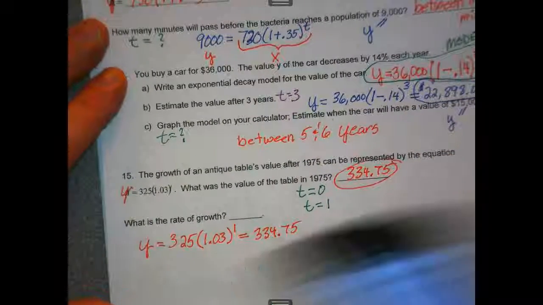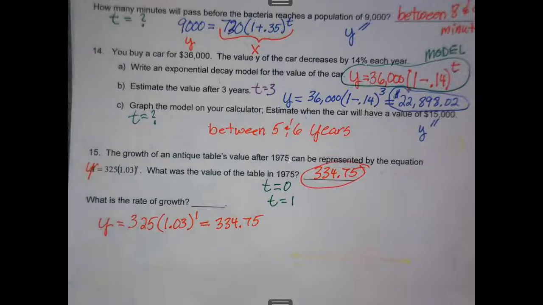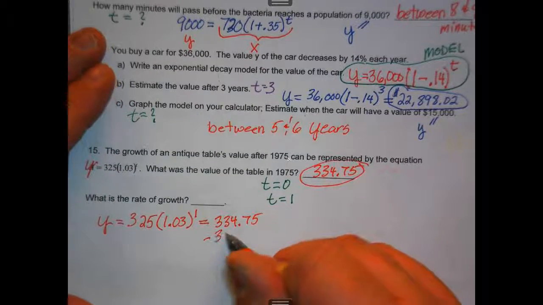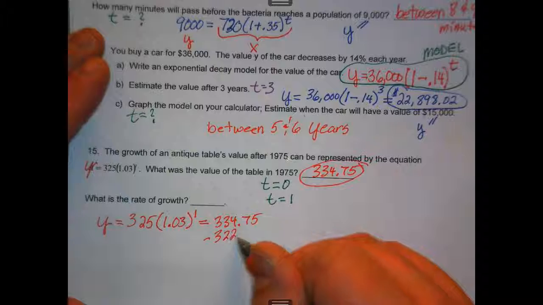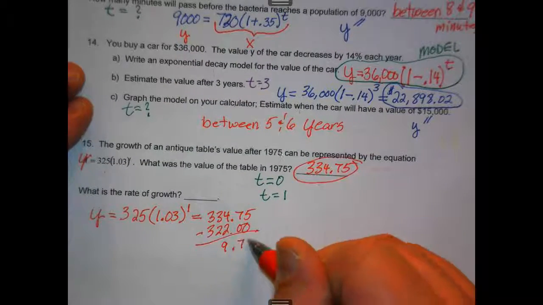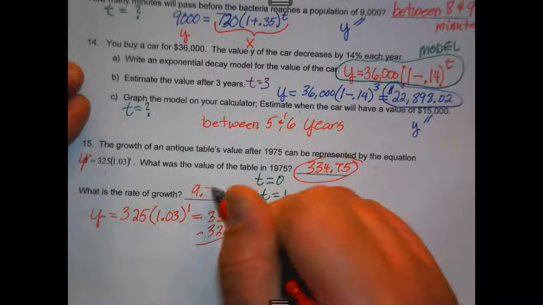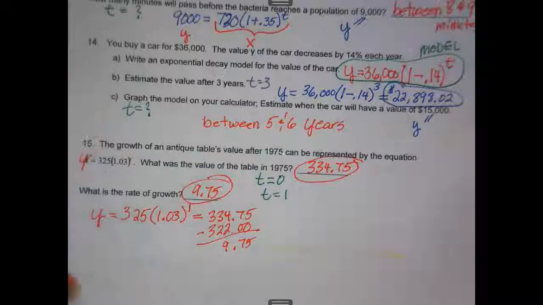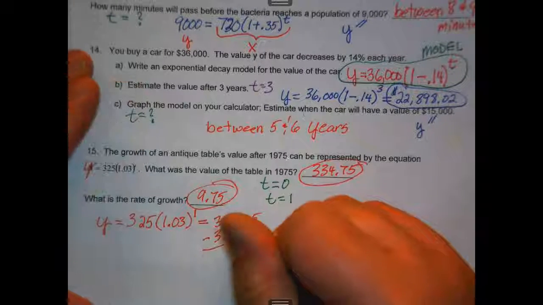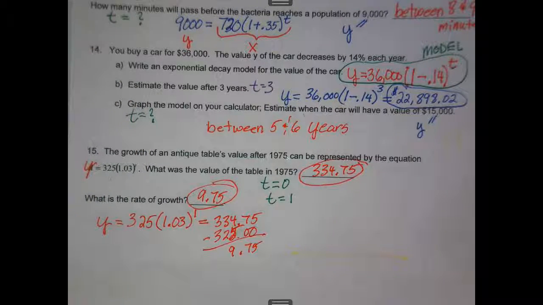Now it says, what's the rate of growth? Well, we only have two numbers to deal with here. Right? It grew by how much? Well, I don't know. Let's just subtract 325 because that was our initial cost. And we get $9.75. So I'm assuming that's what they're looking for, the 1 year rate of growth. And you know what? Still comes out to $9.75.